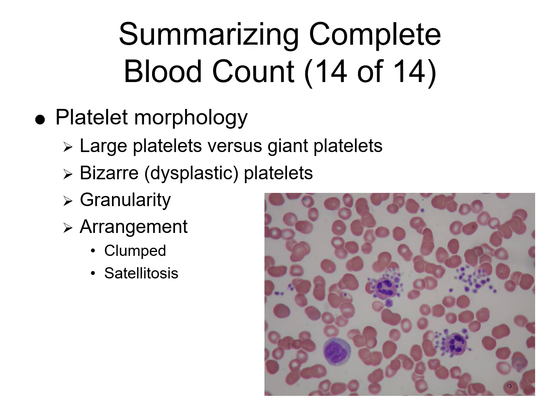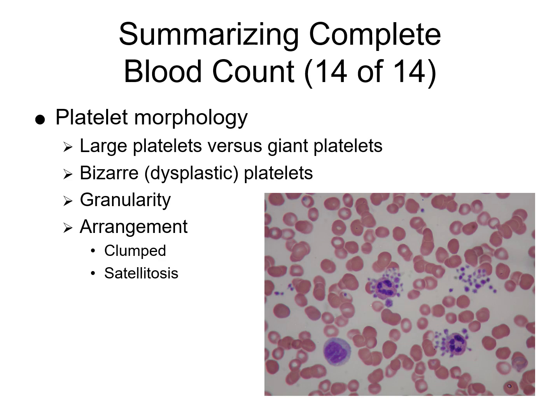All right, so summarizing platelet morphology, we're going to look at large platelets versus giant platelets. Large platelets are slightly bigger than normal, often younger platelets released early from the bone marrow, whereas giant platelets are much larger than normal platelets, often seen in inherited or acquired platelet disorders. Bizarre or dysplastic platelets are abnormally shaped or structurally abnormal platelets. They may indicate underlying bone marrow disorders or myelodysplasia.